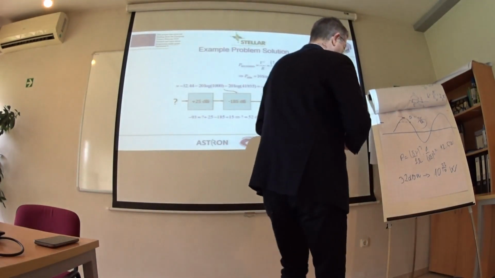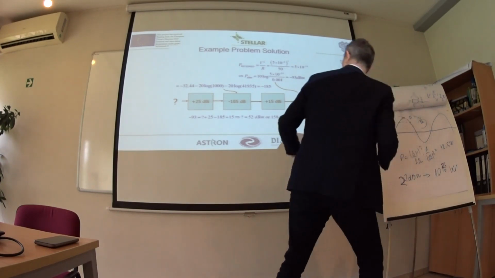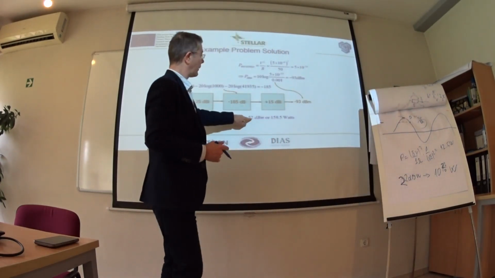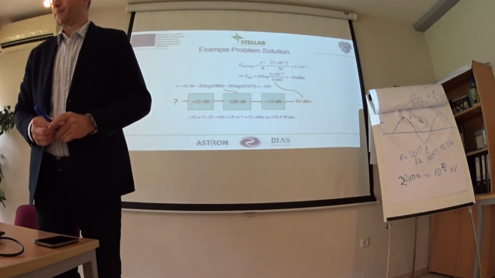Oh, sorry, my bad. 22. 52 minus 30 is 22. My bad.